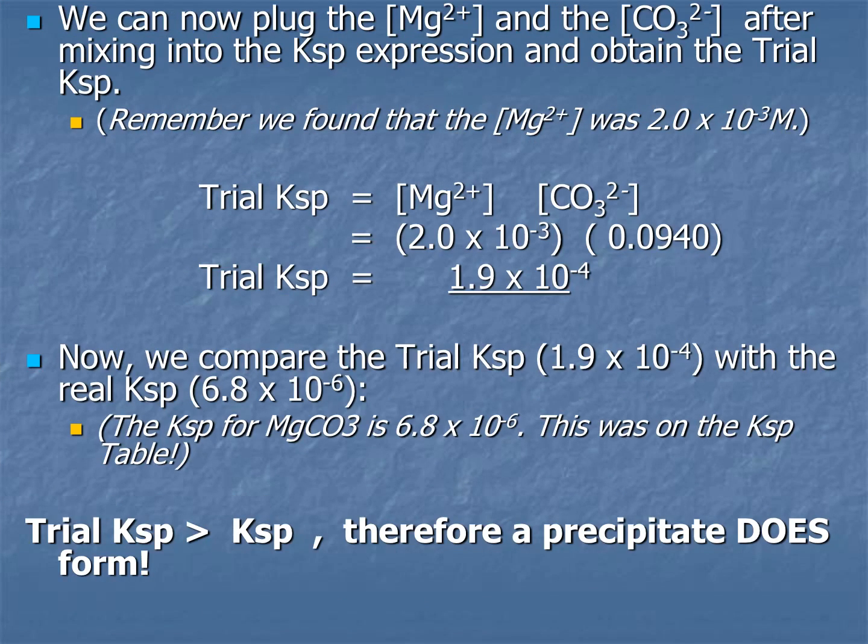So, upon mixing, we can plug in their concentrations we've now solved for, 2.0 times 10 to the negative third, and 0.0940. We get a trial Ksp of 1.9 times 10 to the negative fourth. We compare my trial Ksp to the original Ksp. We get 6.8 times 10 to the negative 6 was the original. I found this on a given Ksp table. It could also have been given in the original problem. So my trial Ksp is greater than my Ksp, and therefore a precipitate does form.